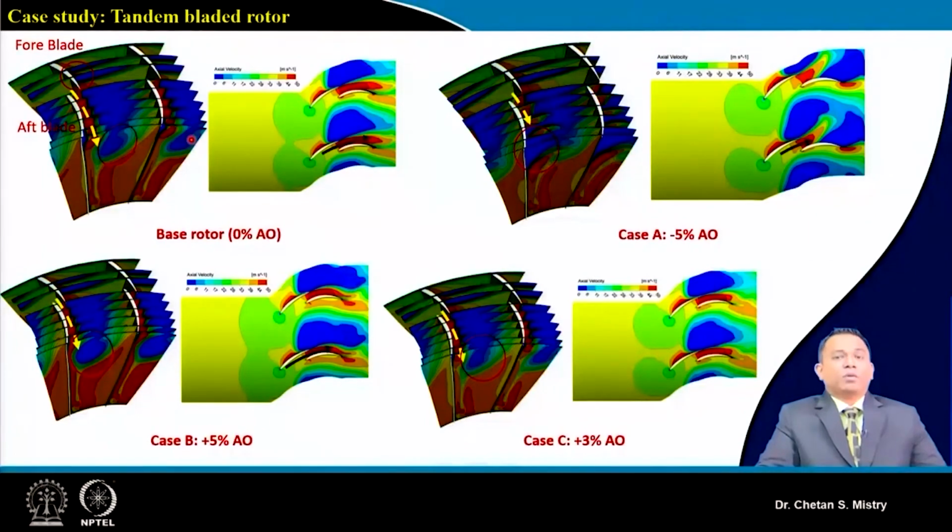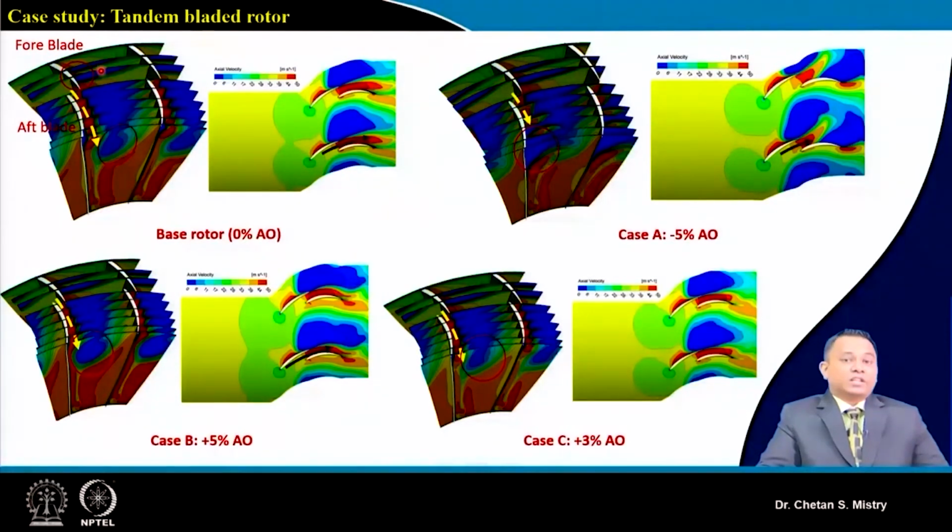Now these are some of the important observations. As we have discussed, the use of computational tools is very important. So here if we look at, this is representing the case for 0% axial overlap. So this is representing my axial velocity. If we look carefully for the fourth blade, we are having this as a tip leakage flow.